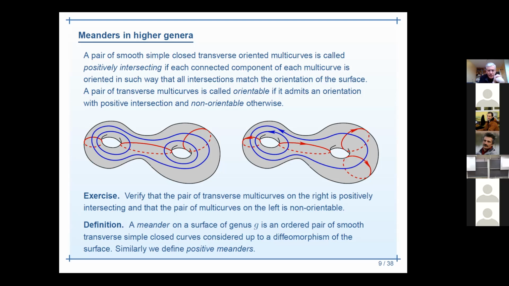So you can check as an exercise that the pair of transverse multi-curves on the right is really positively intersecting, and that the pair of multi-curves on the left is non-orientable. You cannot orient components in such a way that this orientation would be consistent, and so that all intersections would be positive. I will explain shortly why we count oriented or orientable meanders separately.